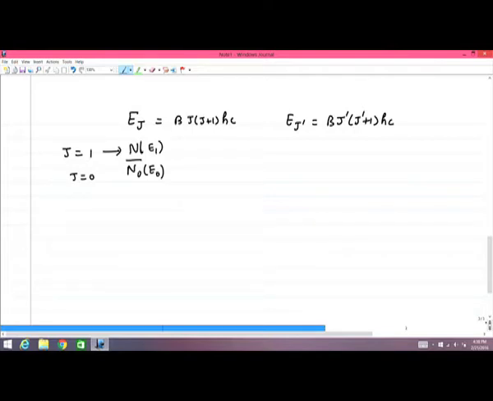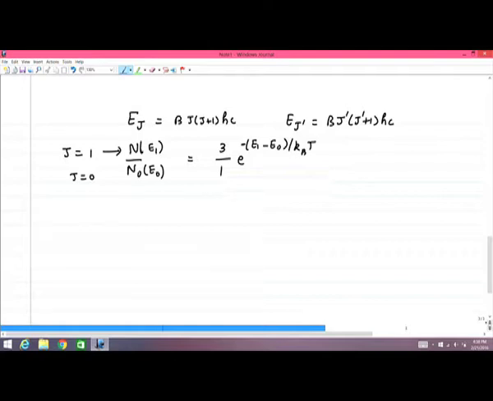So, what is this? If you write that, you recall that Ej is B j into j plus 1 hc, and Ej prime is B j prime into j prime plus 1 hc. And if you calculate, for example, n1 by n0, n1 meaning E1 with j equal to 1, versus E0 with j equal to 0, the ground rotational state. If you do that, then this is 3, the 2j plus 1 corresponding to j equal to 1, and this is j equal to 0.